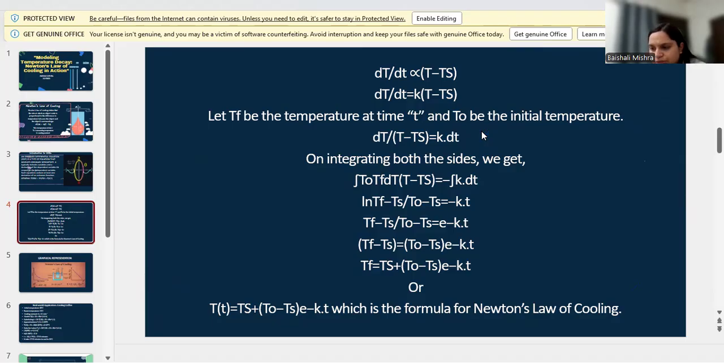Then on integrating both sides, we get ln(T − Ts) = −kt + C, which gives T − Ts = (T0 − Ts)e^(−kt) after exponentiating and applying the initial condition. Then we get the formula for Newton's law of cooling. From here, we see that this equation helps us predict how an object's temperature changes over time.